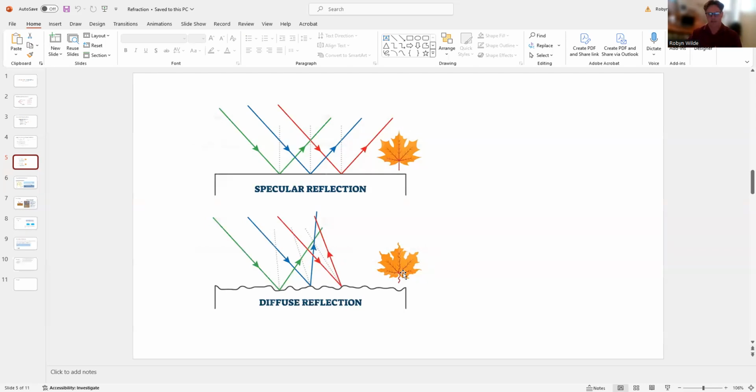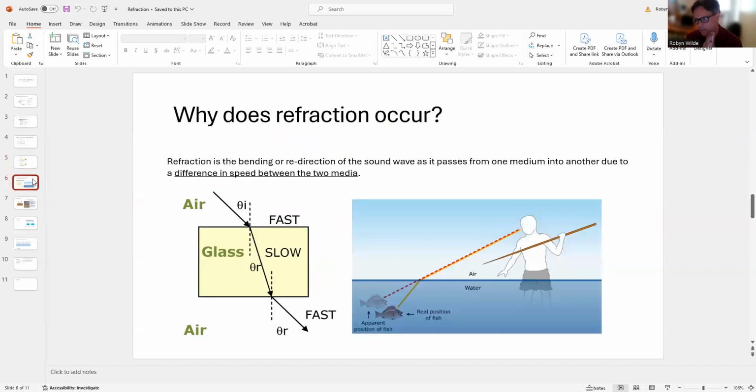We typically see reflected light. Okay, and so now let's go to refraction. So refraction is that bending of the light ray as it goes from one medium to another. And we're going to talk a little bit about why it occurs.